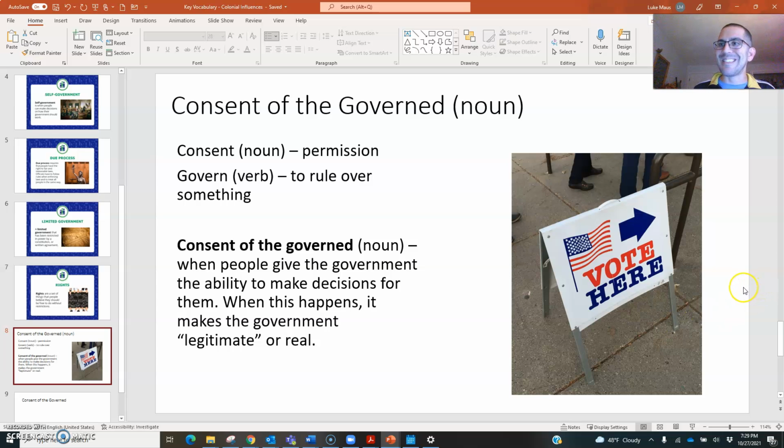And next up, we have consent of the governed. This is going to be a very important concept. Consent means permission. To govern means to rule over. Consent of the governed, you combine those two words together. That's when people give the government the ability to make decisions for them. When this happens, it makes the government legitimate or real. Think about it. We have leaders who make decisions for us. We, the people, are the ones who are electing those leaders. We are giving them the power to make those decisions, and hopefully, those leaders will be doing the right thing and making good decisions for us.